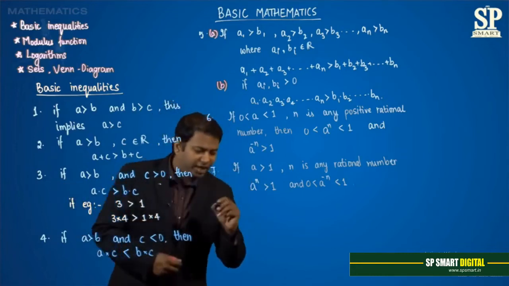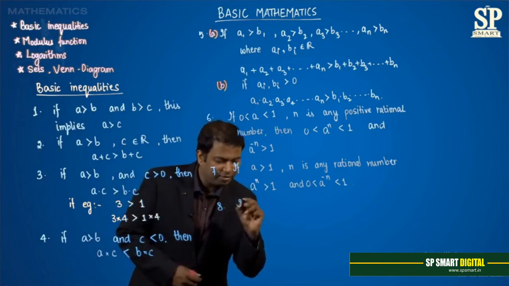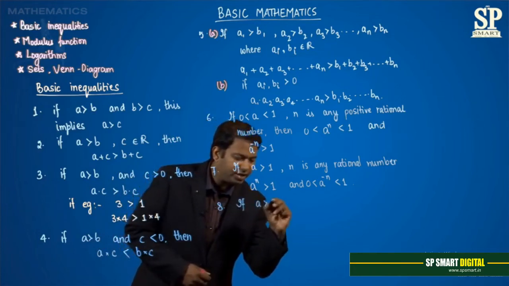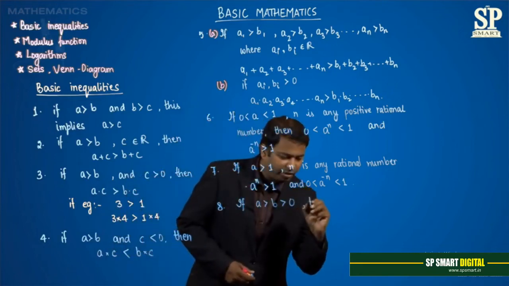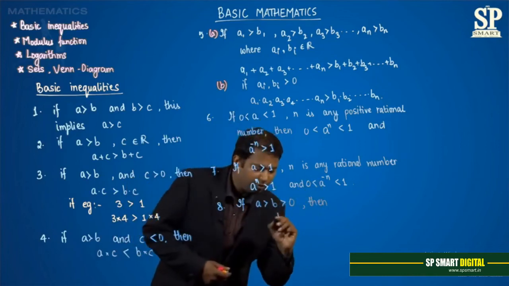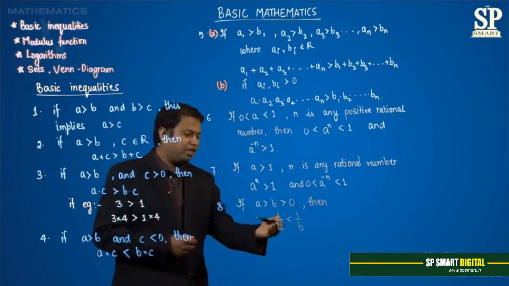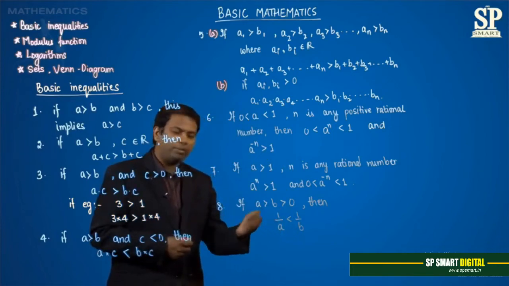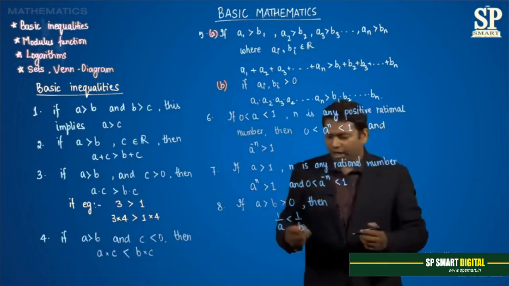The next property here is property number 8, and this is if A is greater than B and B is greater than 0, then the reciprocal of A and B will be related in the following manner. That is to say, the reciprocal of A, 1 by A, will be less than the reciprocal of B, that is 1 upon B.